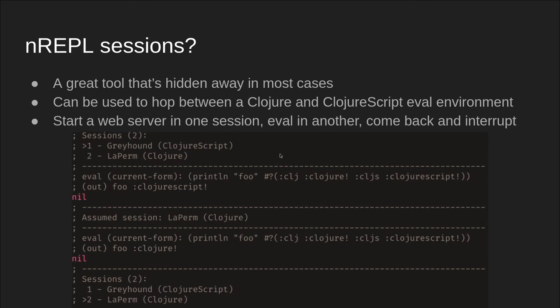So nREPL sessions that I just mentioned, nREPL gives us sessions and they allow us to have multiple processes running and even multiple languages running. And CIDER has its own concept of sessions, but they're completely unrelated. So I don't think it exposes this concept of sessions. I think Conjure exposes them as a first-class concept, but I don't think CIDER does. They're a great tool that is hidden away in most cases. They allow you to hop between different languages. They allow you to perform long-running executions in one session, hop to another session, perform some evaluations, and then see the result of your long-running one at some point, and maybe go back to that session and perform some more evaluations.